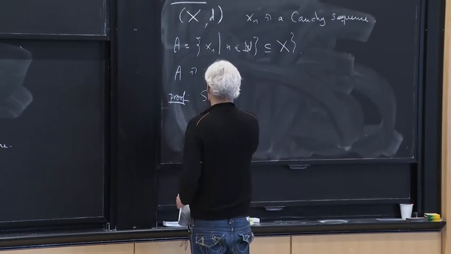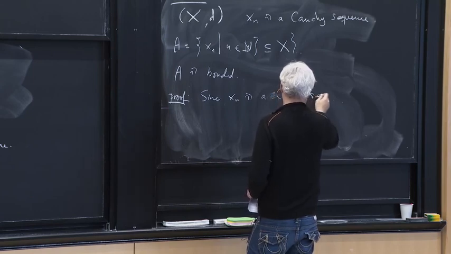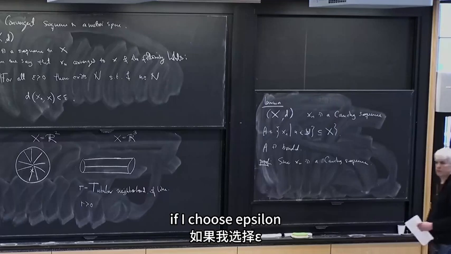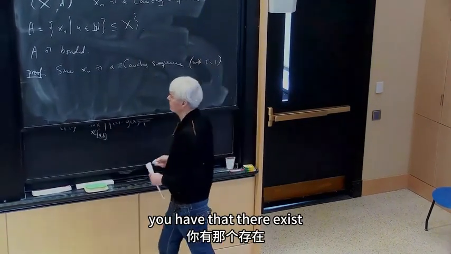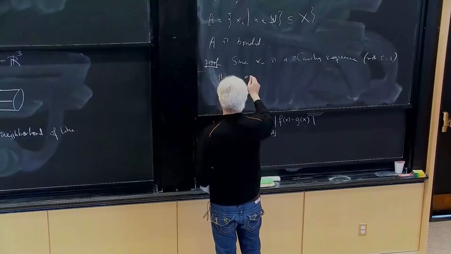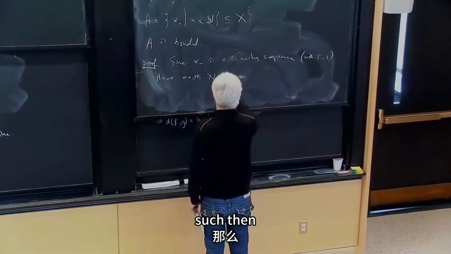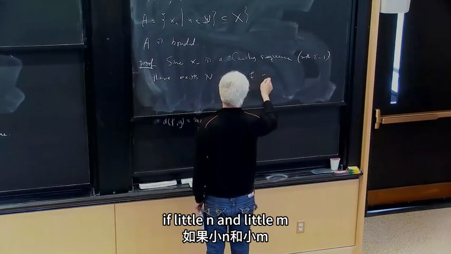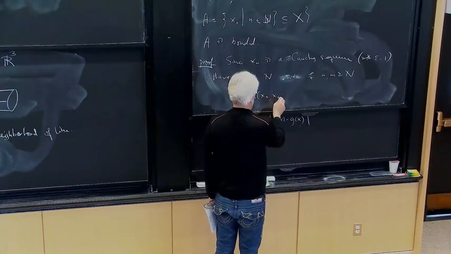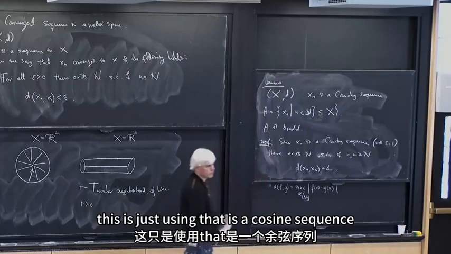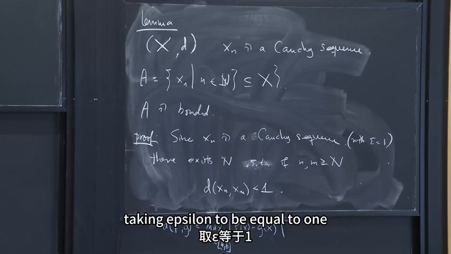Since X_n is a Cauchy sequence, if I choose epsilon, say equal to 1, you have that there exists a capital N such that if little n and little m are bigger than capital N, then the distance between the two is smaller than 1. Right? This is just using that it's a Cauchy sequence, with one particular epsilon, namely epsilon equal to 1.